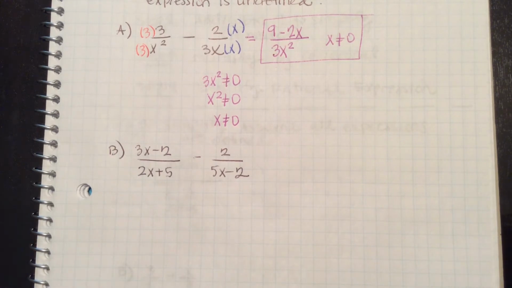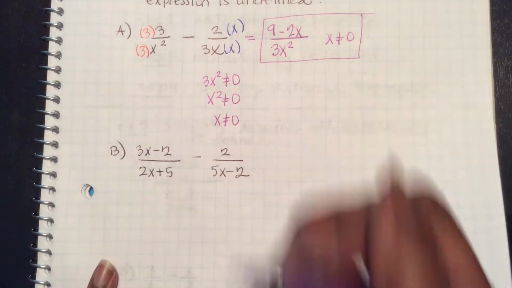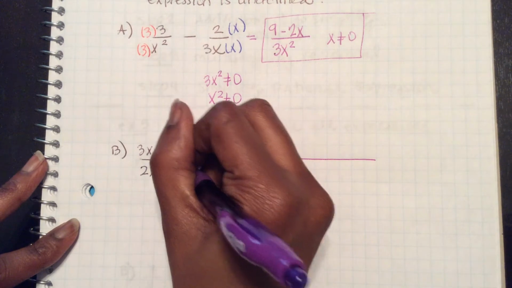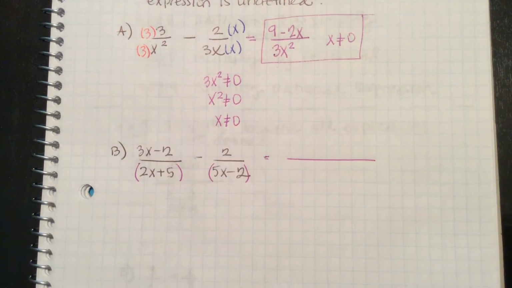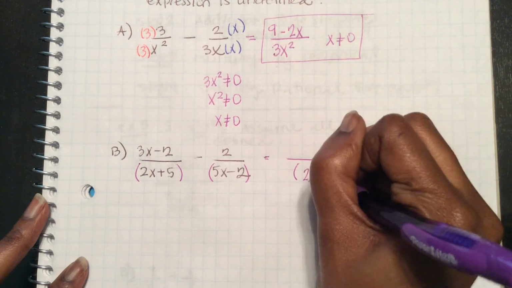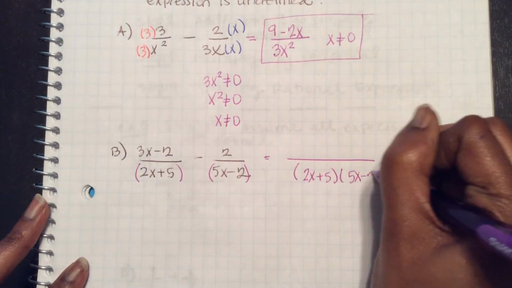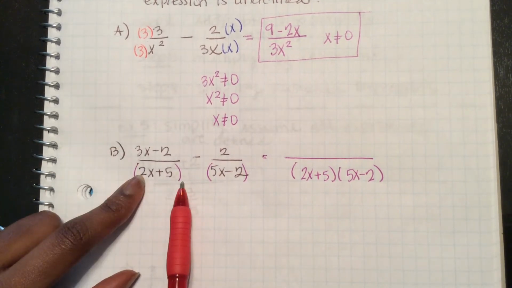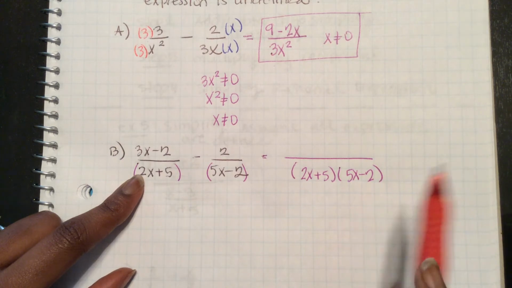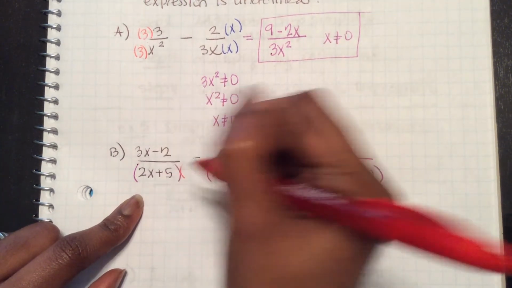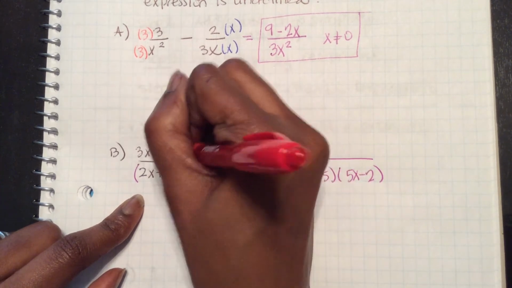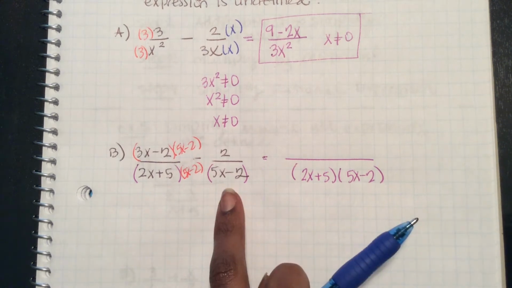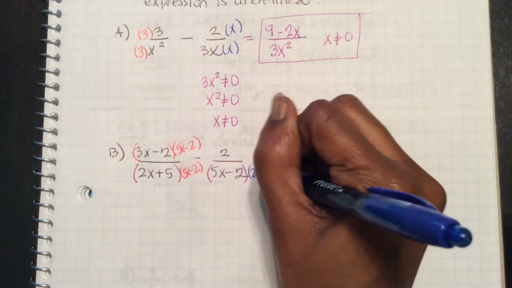Once again, uncommon denominators. I need to find my least common multiple of these two denominators. I can't factor them anymore, so I need to use each factor to the power that I see. So my least common multiple is 2x plus 5, 5x minus 2. So what do I need to multiply this denominator by in order to make it look like my least common multiple? It needs to be multiplied by 5x minus 2 on both the numerator and denominator. This denominator is missing 2x plus 5.